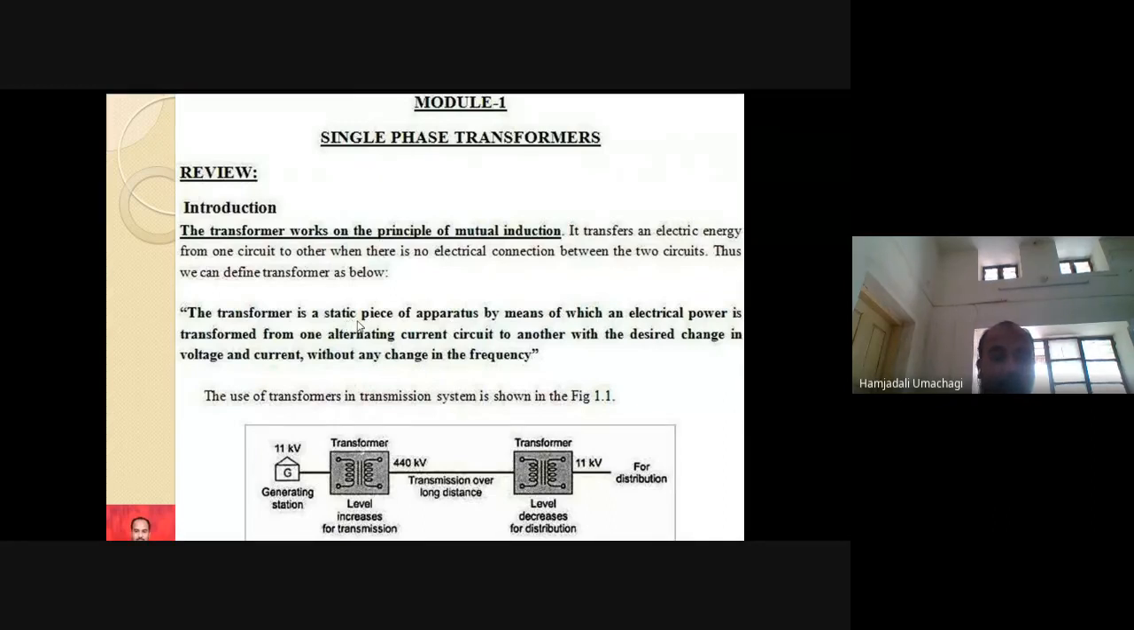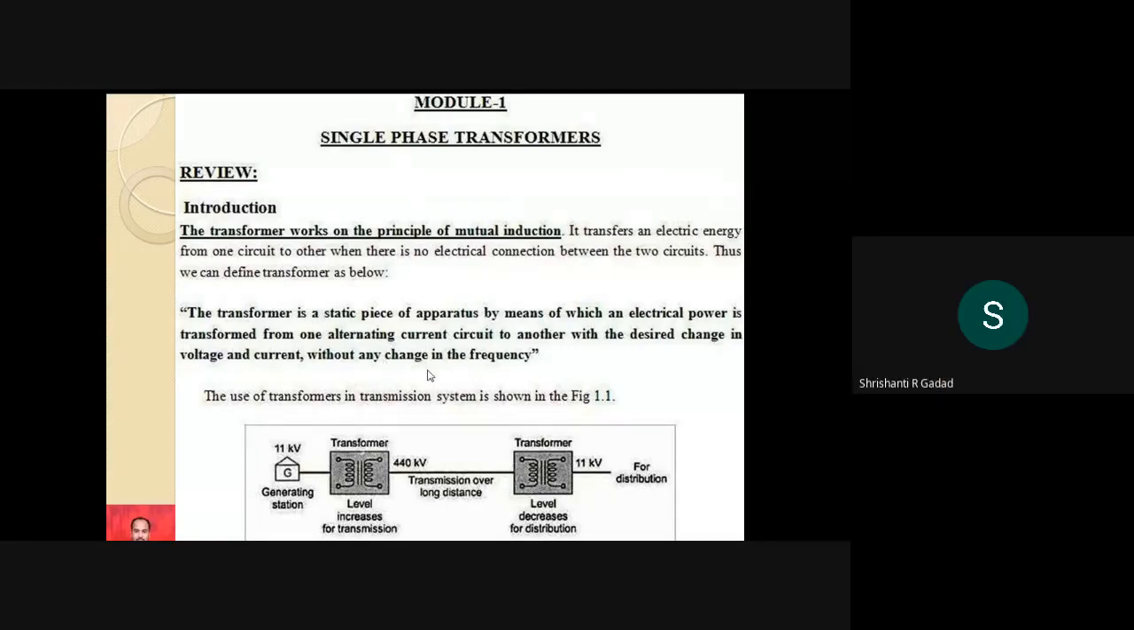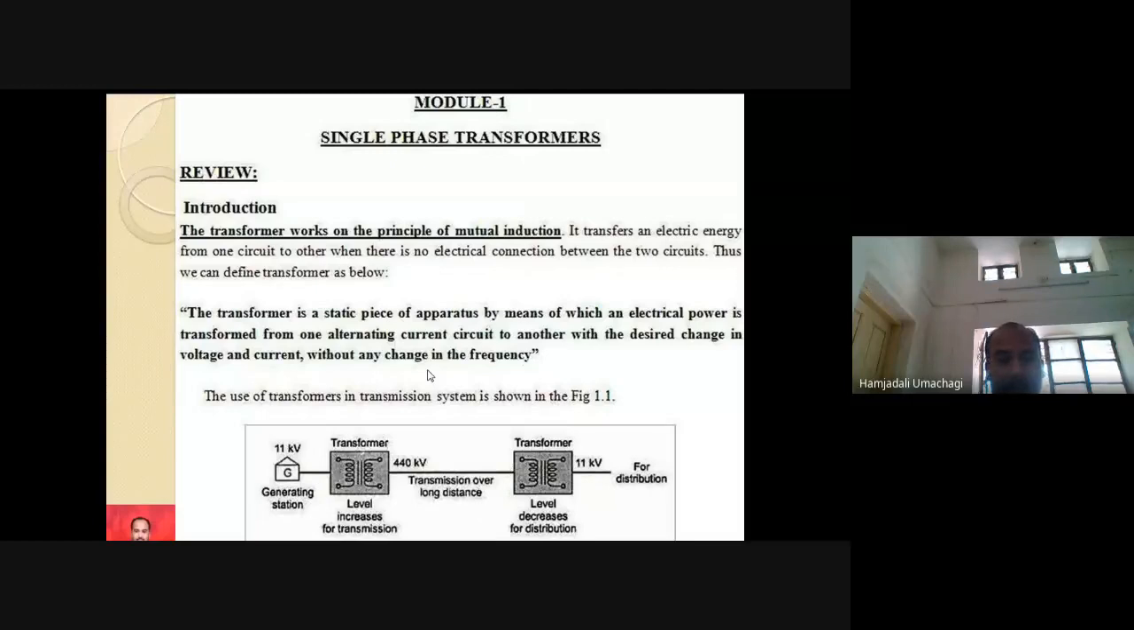Why is it static? Why is the transformer called a static piece? Sir, there is no rotor part present. Very good. There is no rotor part because both the primary winding as well as the secondary winding are stationary.